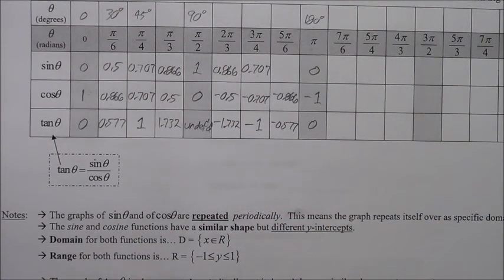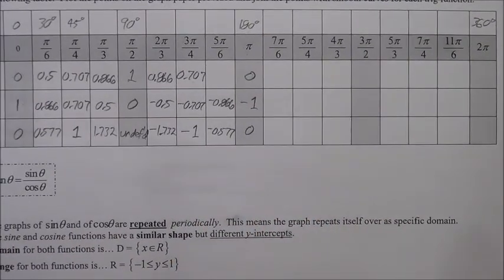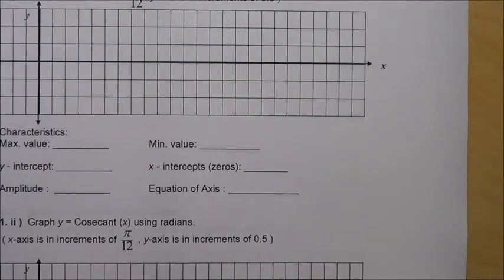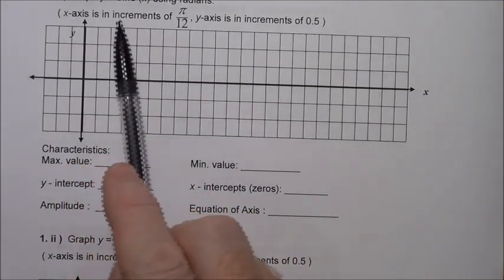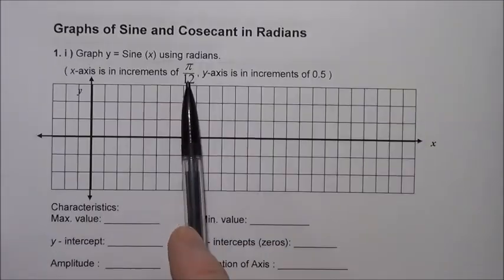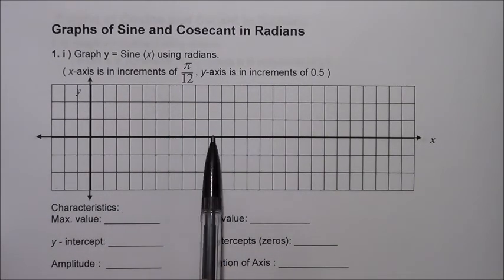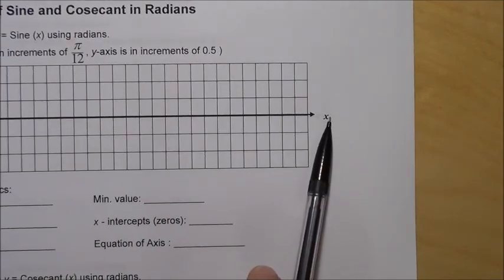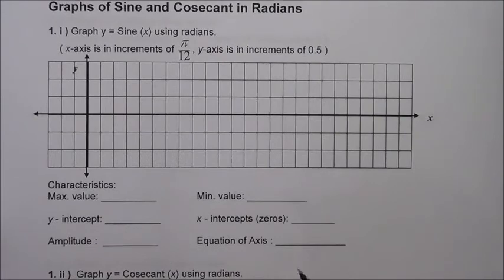So there's a few of the points. I'll ask you to finish off the rest of the table there. And then when we go over to the grids, the grid for the sine curve, it says that the x-axis is in increments of pi by 12, which means that each one of these points along here is pi by 12 from 0. This is actually the theta axis. It's the x-axis, but it's also theta in our angles of rotation.